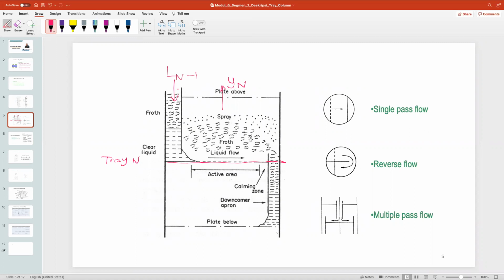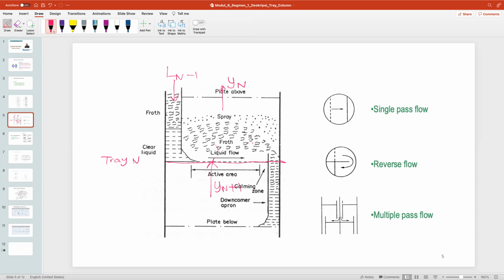So they just go down there, and then from down there comes a lot of vapor also, Yn plus 1. Okay, so Ln minus 1 and Yn plus 1, the vapor from the preceding tray and the liquid from the top side, they meet over here and mix together, because it is fast. They mix together to make a froth and also a spray.